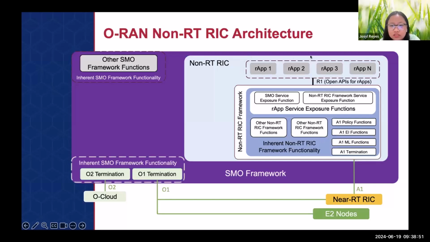And then since these rApps may be independent or maybe third party, you know, they need to connect to the non-real-time RIC via the R1 interface. So again, dapat open interface. So rApps may be proprietary, but the R1 should be open, no, to ensure that even if you deploy different rApps from various vendors, they can still work with the non-real-time RIC.